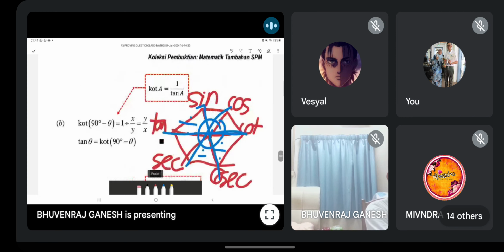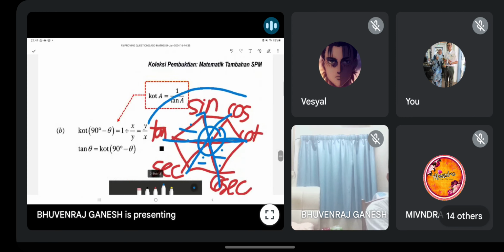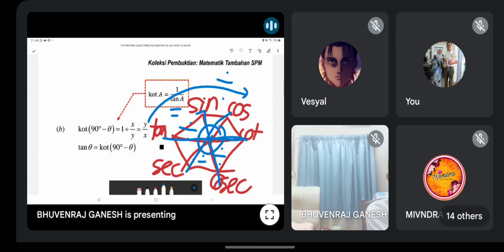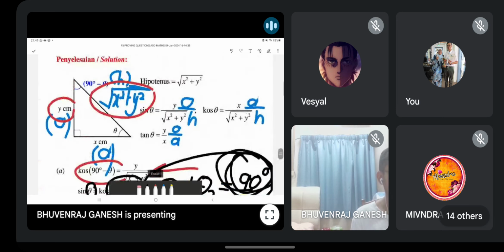Another one is, if you draw like this, tangent equals sine divided by cos. You can read it like this. Cotangent equals cos divided by sine. This is a fast method for those who want to memorize. All the formulas you can get here already.